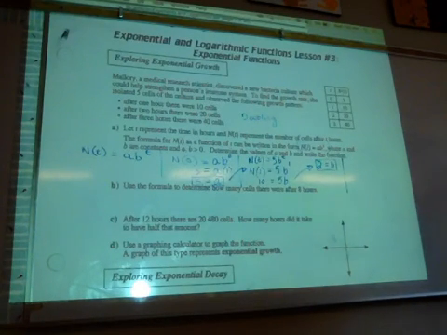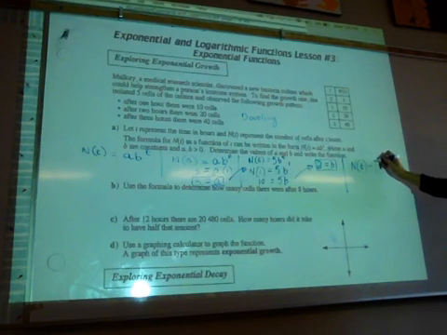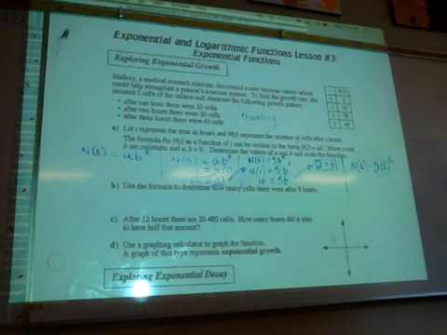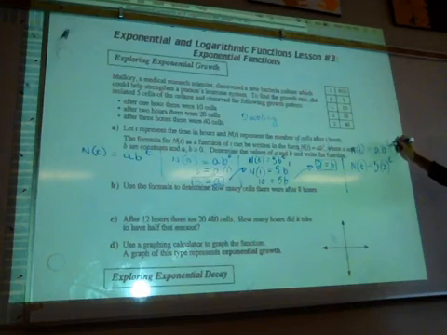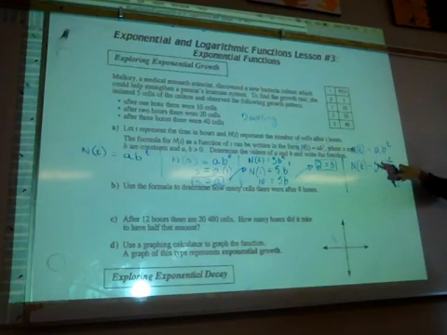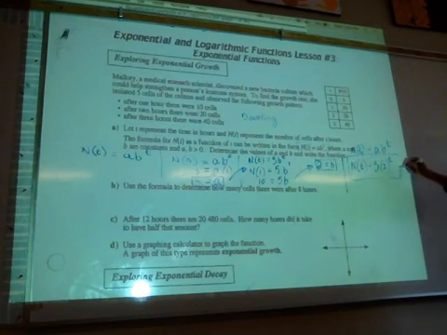So as a function, we would have n of t equals 5. Our a value is 5. And our b value is 2, all to the power of t. Okay, and that's going from n of t equals a times b to the power of t. We've just now replaced our a and our b. Okay, so that's the function we're dealing with.